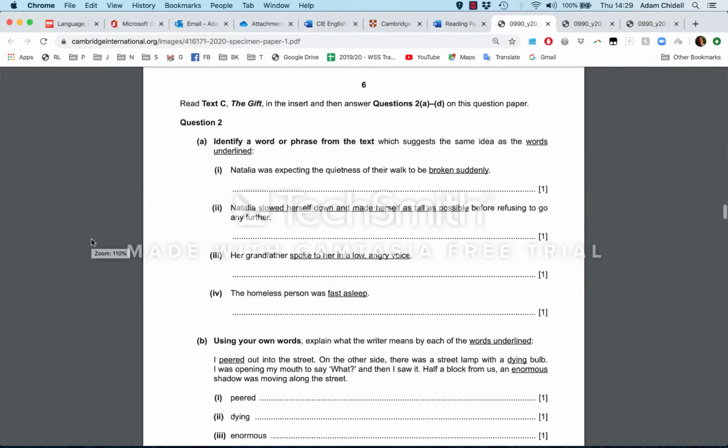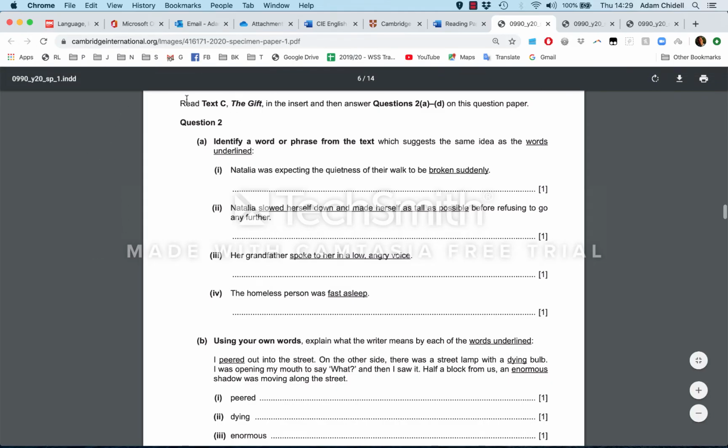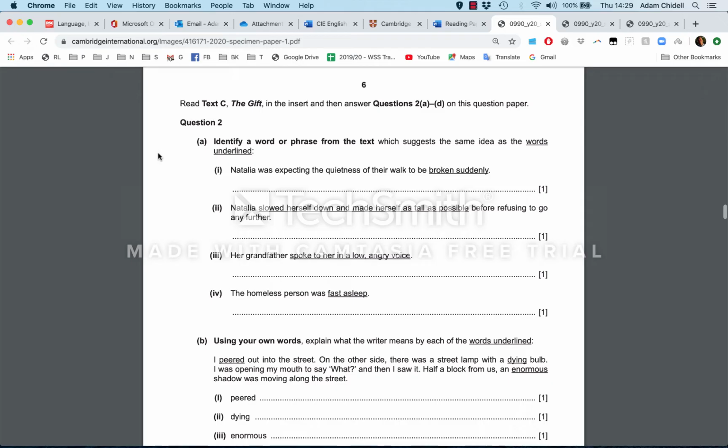So having worked through question 1, obviously we move on to question 2. Now you'll notice that this refers to text C, so that is the third of the 3 texts that you are given with this paper. Question 2a asks you to identify a word or phrase from the text which suggests the same idea as the words underlined. So they give you a sentence with a word or short phrase underlined, and you need to find a synonym for that from within the text. So really this is checking your ability to understand what the words mean and to skim through the passage and identify them.